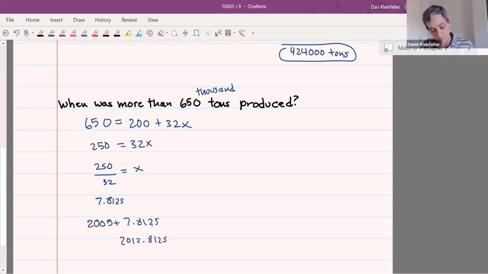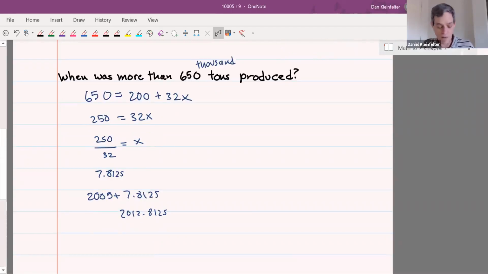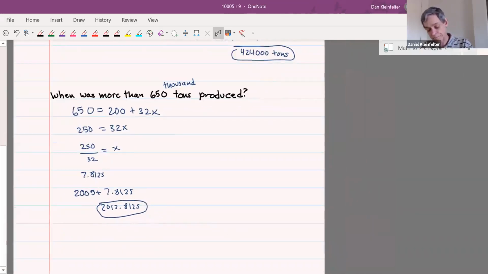All right. So you can figure out 4/5 of a year, and then work that out in months if you like. But that basically will do it.